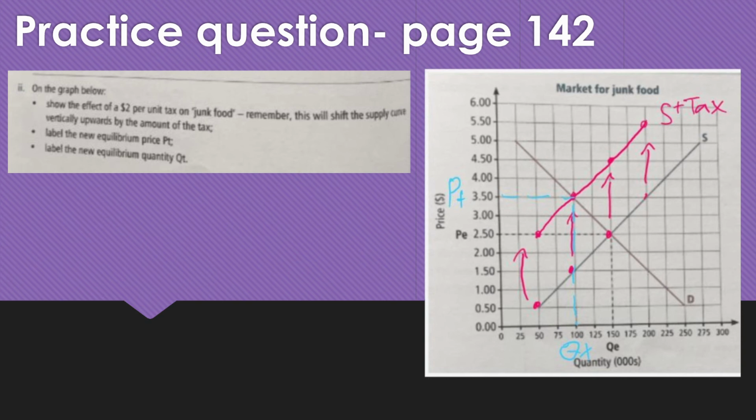And the next part of our question asks us to label the new equilibrium price PT, which is where that new supply curve crosses over the demand curve. So draw the dotted lines across PT, so price with tax, and we do our dotted lines down to the quantity axis and label that QT, which is quantity with the tax. So that is all of those questions now answered.